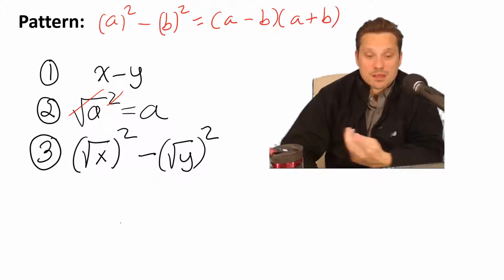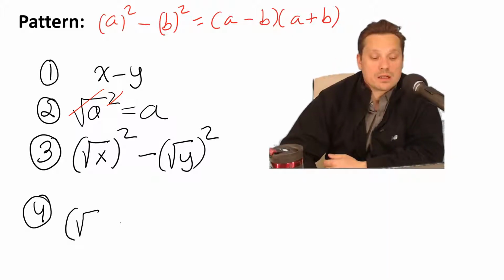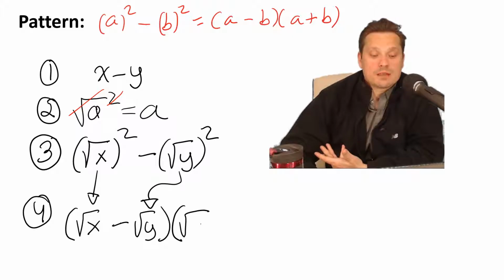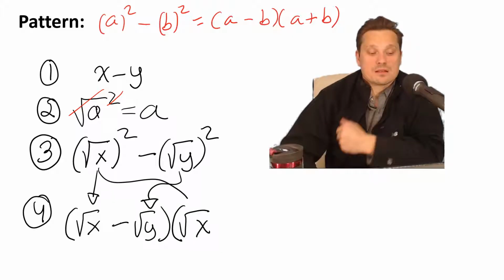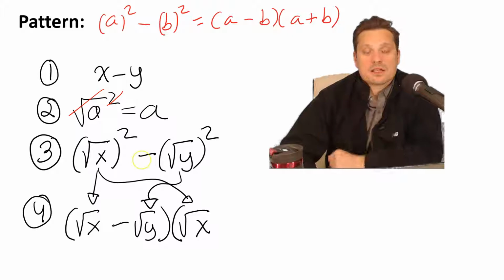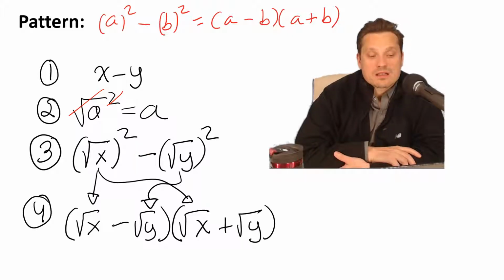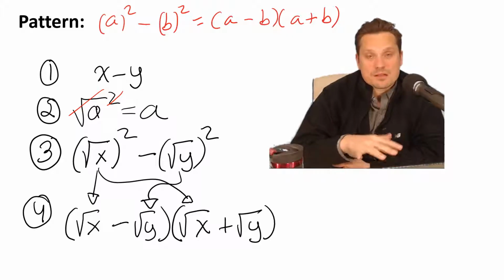And then I can apply my pattern. The pattern will say the following: the root of x, that's coming from here, minus the root of y, that's coming from there, multiplied by the root of x again, that's another root of x, and then plus the root of y. And it looks like this. In other words, it doesn't seem like something factorable at step number 1, but it actually is, into this form.